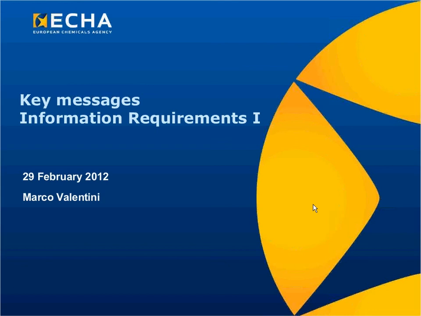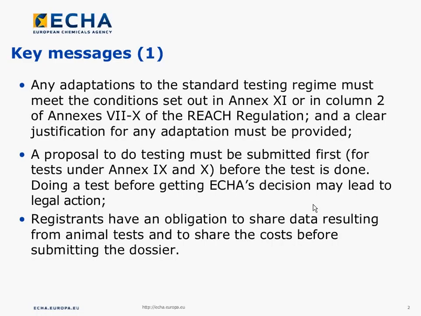So before saying goodbye, I would like to go through some of the key messages to take home from today's webinar. Regarding the first presentation, which was on the information requirements under REACH, remember that any adaptations to the standard testing regime, meaning column 1 of Annexes 7 to 10 of the REACH regulation, must meet the conditions set out in Annex 11 or in column 2 of Annexes 7 to 10. And most importantly, a clear justification for any adaptation must be provided.